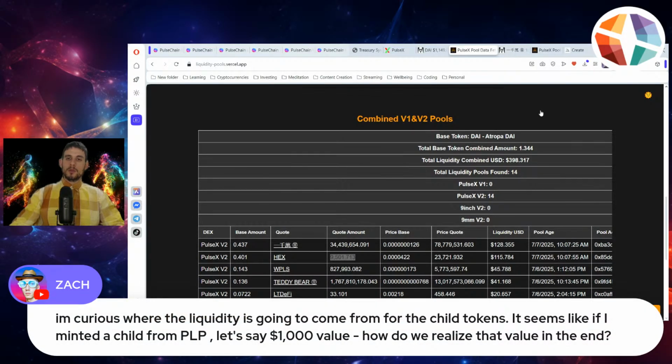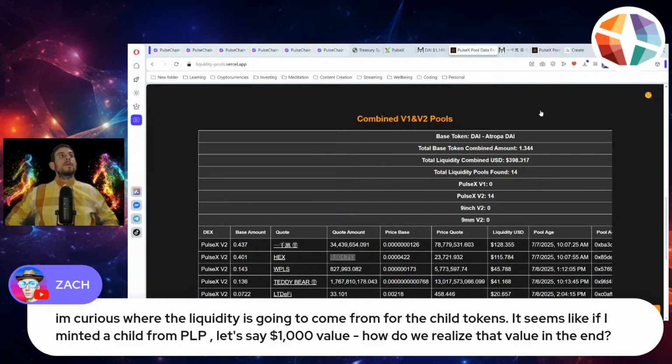I'm curious where the liquidity is going to come from for the child tokens. It seems like if I'm into the child from PLP, let's say $1,000 value, how do we realize that value in the end? This is the thing that I'm also curious about, Zach.